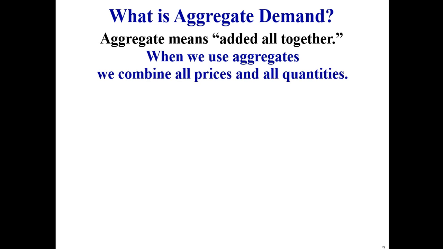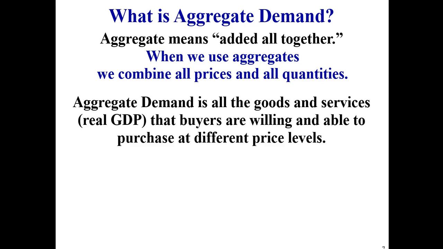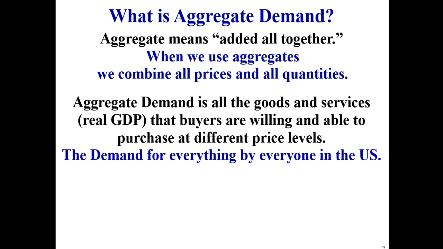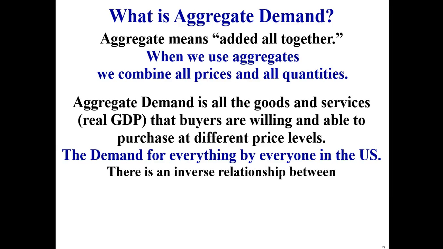To define aggregate demand, you can imagine what the word aggregate means in this context. It means add it all together. So by definition then, aggregate demand is all of the goods and services that buyers are willing and able to purchase at the various price levels. So when we aggregate it, we're looking at the demand for everything by everyone. So it's kind of a big concept.